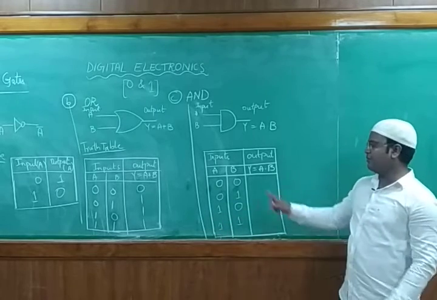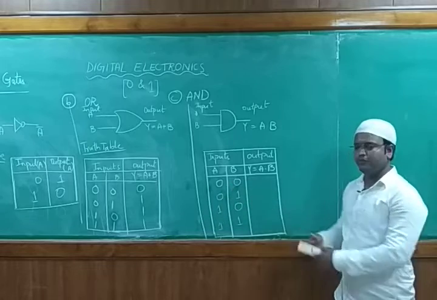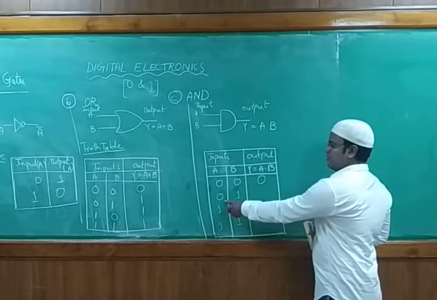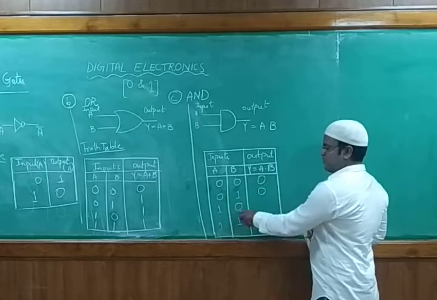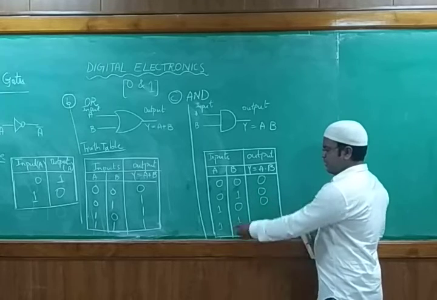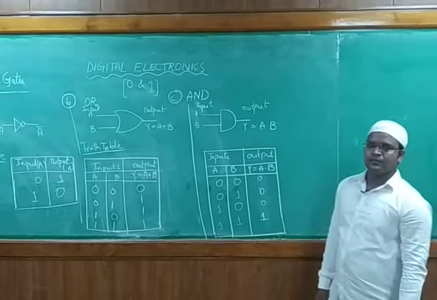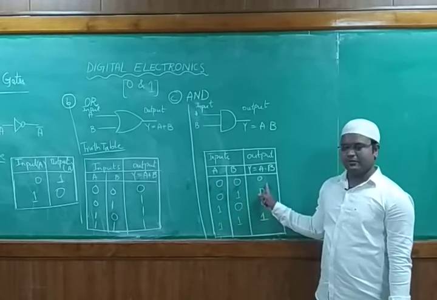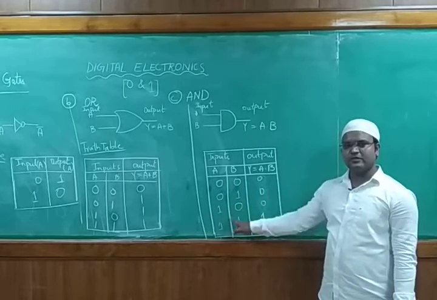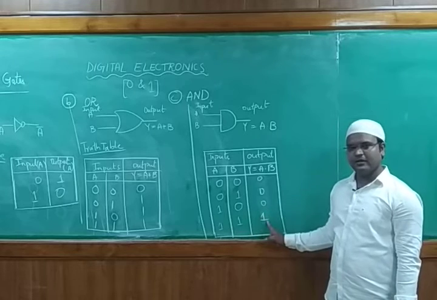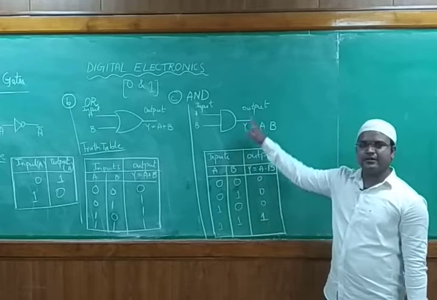So over here we need to multiply. So 0 into 0 would be 0. 0 into 1 would be 0. 1 into 0, again it will be 0. 1 into 1 will be 1. So like this, 0 into 0 is 0, 0 ones are 0, 1 zeros are 0, 1 ones are 1. That's how your AND gate is going to work.